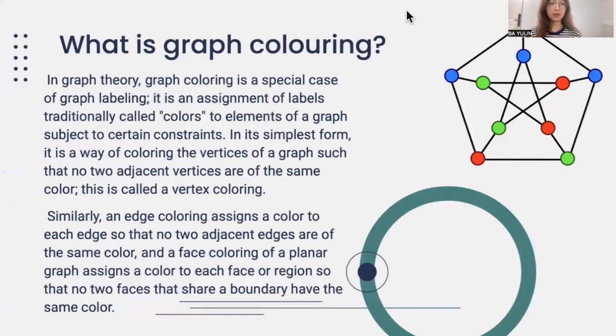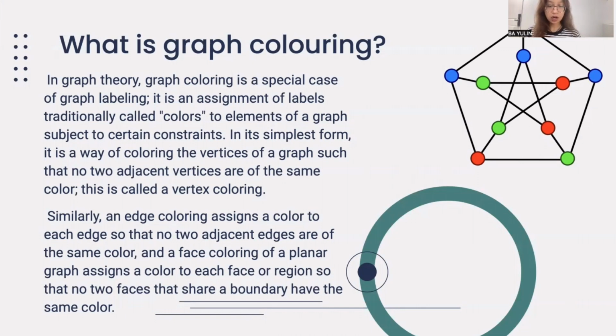What is graph coloring? In graph theory, graph coloring is a special case of graph labeling. It is an assignment of labels traditionally called colors to elements of a graph subject to certain constraints. In its simplest form, it is a way of coloring the vertices of a graph such that no two adjacent vertices are of the same color. This is called a vertex coloring.